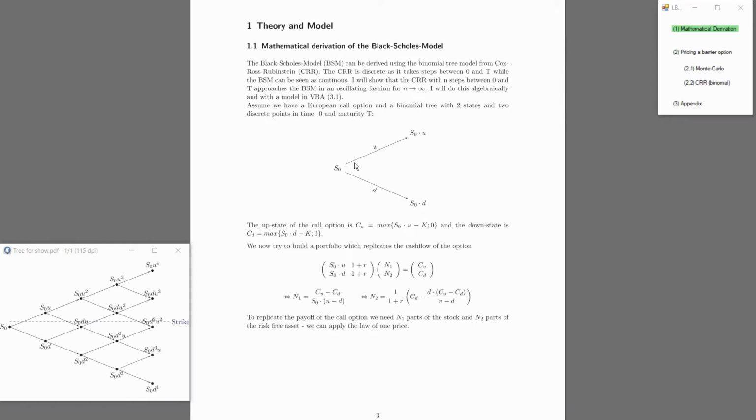The Cox-Ross-Rubinstein model is actually based on a rather plain basis. What we have here is a binomial tree with two states, an upward state and a downward state, and the usual payoff of a call option here. And what we do now is we try to replicate the cash flow of the option. So we try to get the upward state of the call option and the downward state, and we do this by having n1 parts of S0 and n2 parts of risk-free capital.